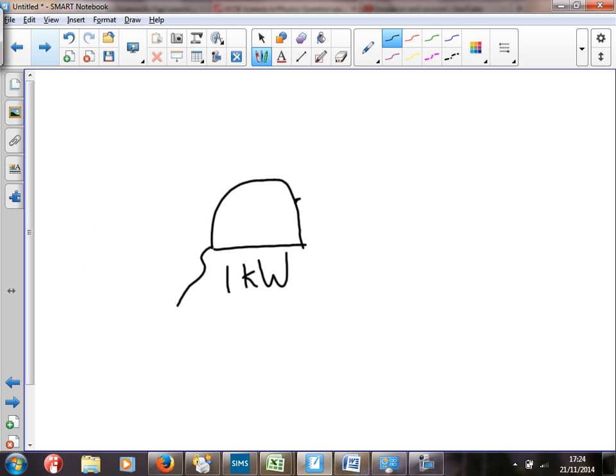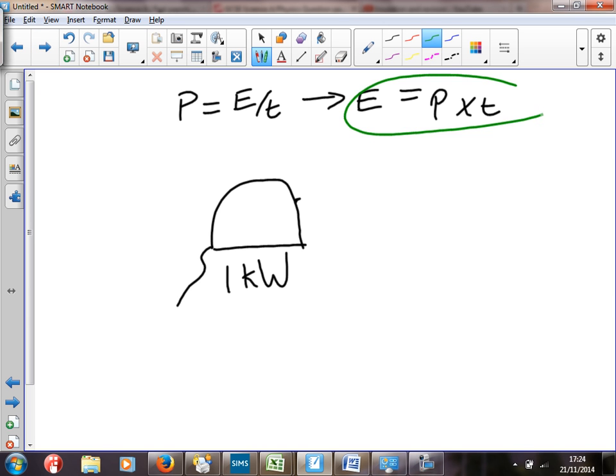And that's why the power companies have come up with another measure of energy. Remember that power is equal to energy divided by time, or to put it another way, energy is equal to power multiplied by the time. What we're going to do is use this to come up with a new unit of energy.